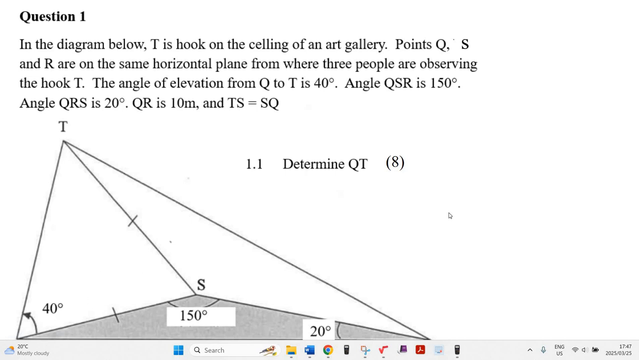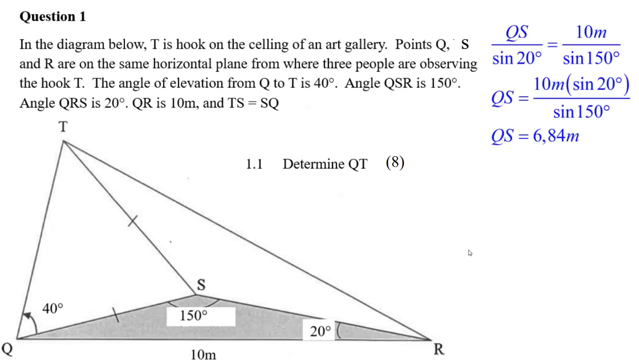Now, how are we going to figure out QT? Well, the first thing we've got to figure out is QS, because we've got this bottom part here. They tell us that it's 10 meters. Well, we've got a side opposite an angle we know, and we've got this side opposite this angle. So we can just use the sine rule, and that's what we're going to do.